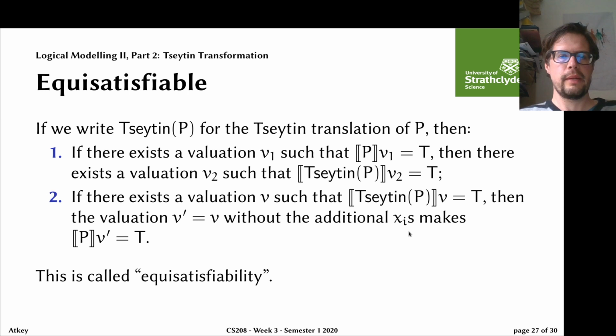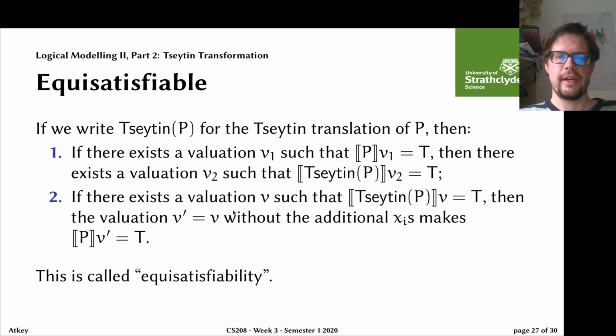Equisatisfiable means that if there exists a valuation that makes one of them true, then there exists a valuation that makes the other one true, and vice versa. And in fact, with the Tseytin transformation, we can go a bit further and say that if we have one that makes the Tseytin transformed formula true, then all we have to do is forget about all the additional xi's we made up for the transformation to get one that makes the original formula true.